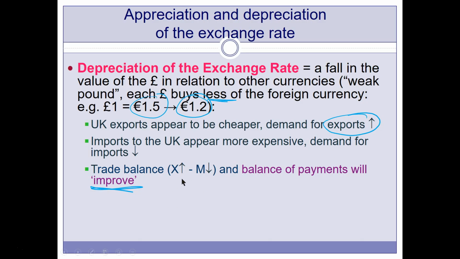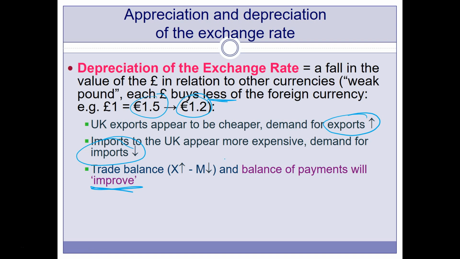So exports as a component of the trade balance, balance of payments, as a part of aggregate demand will go up. And similarly, imports will appear more expensive for our domestic consumers because each pound will now only be able to purchase less in terms of a foreign currency, which means that if you want to buy a specific product, you will need to pay more in pound terms, which means that these imported products will now be more expensive for you to purchase, which will reduce demand for imports.